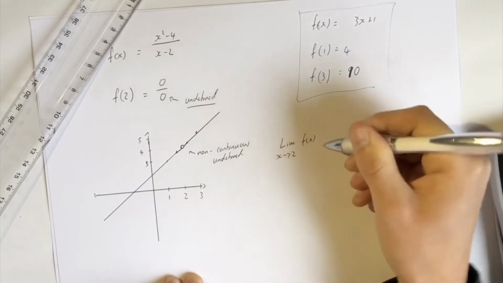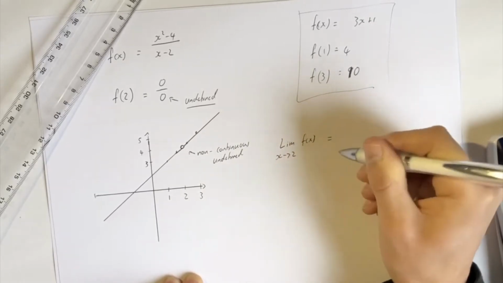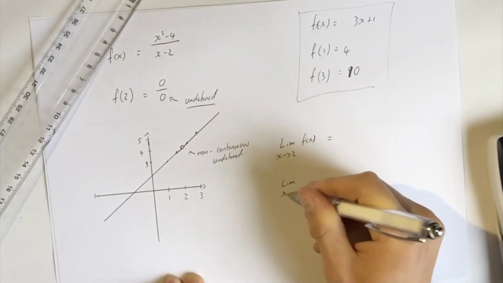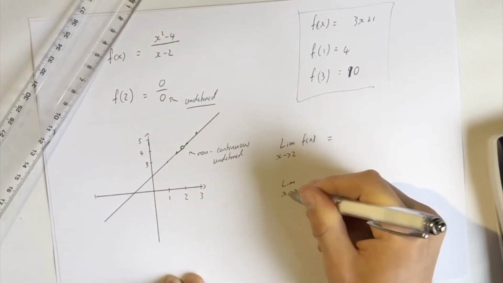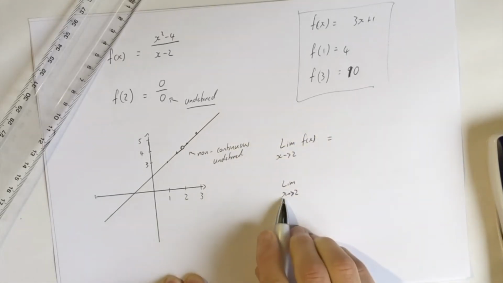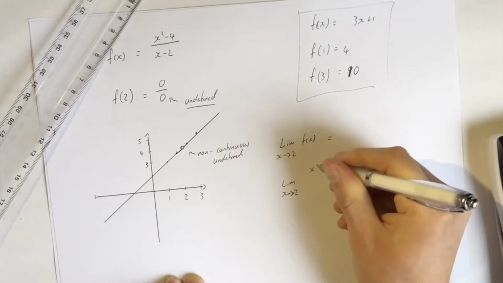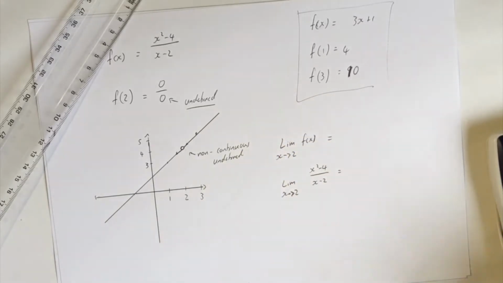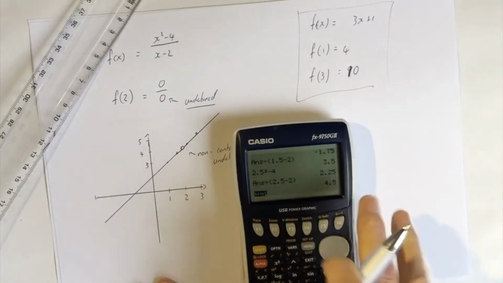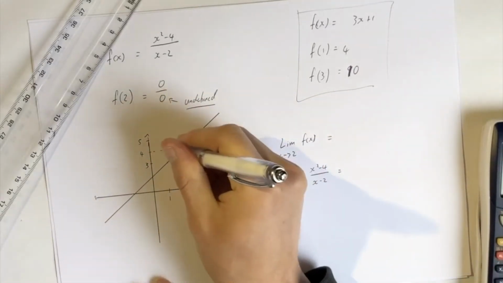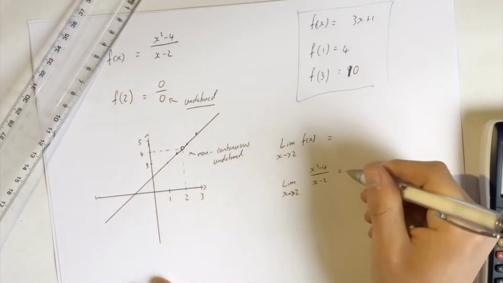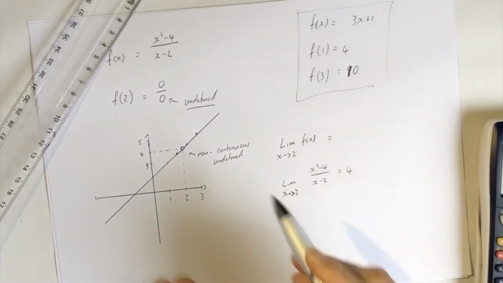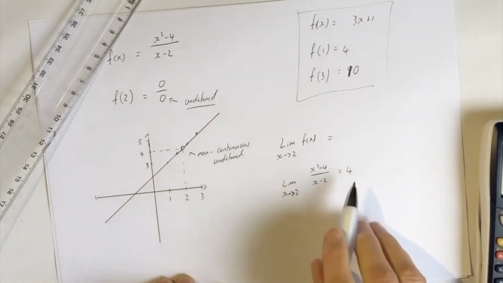It is undefined. And so the notation for this is the limit as x goes to 2 of f of x equals, or you could actually put the entire function in, the limit as x goes to 2 of x squared minus 4 over x minus 2. Well, if we kept going closer and closer, you'd notice that we would go to 4. So the limit as x goes to 2 from the top and the bottom is 4.